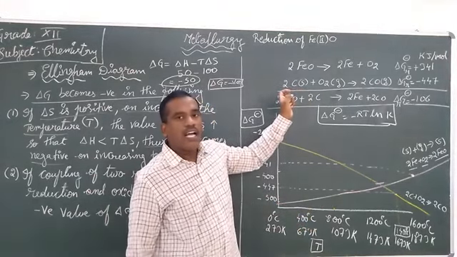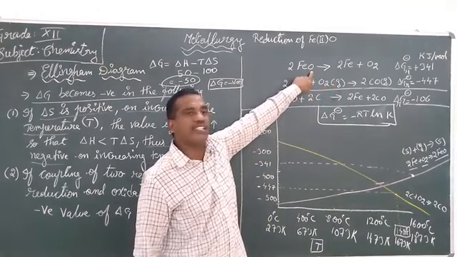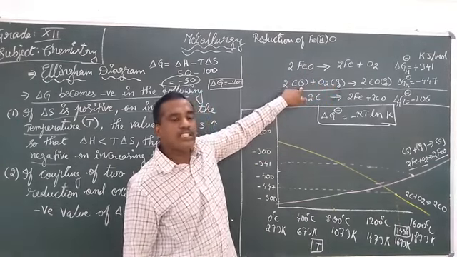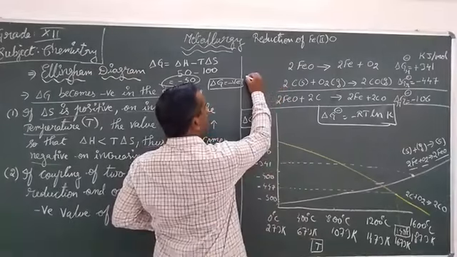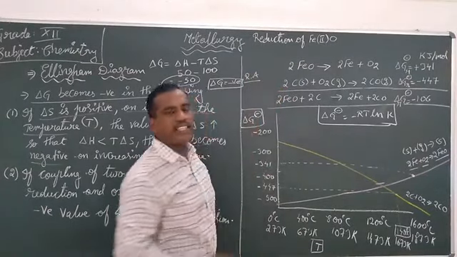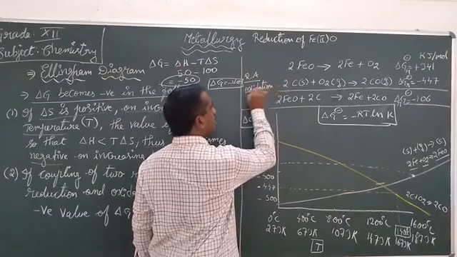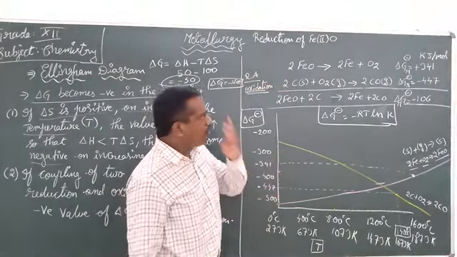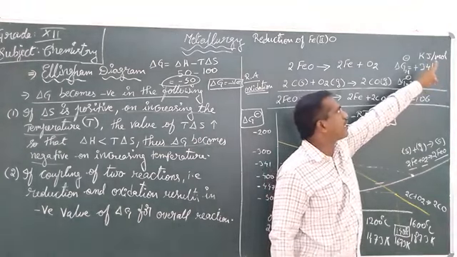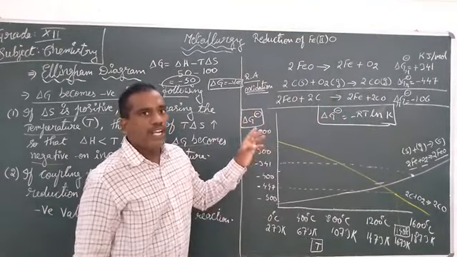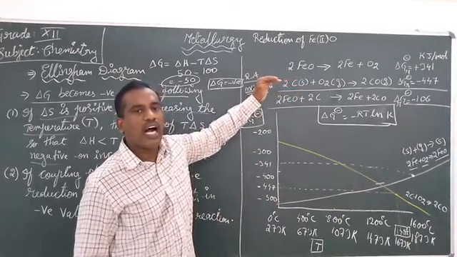We are going to reduce iron oxide to iron, which means we must remove this oxygen. This coke is going to gain that oxygen. Shall we call it a reducing agent? What does the reducing agent undergo? The reducing agent will undergo oxidation. Observe, its negative Gibbs free energy is -447 kilojoules mole inverse.